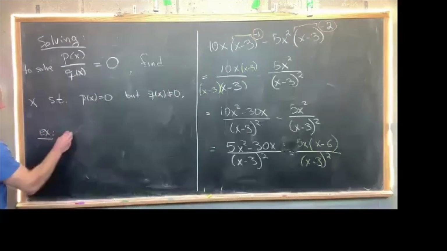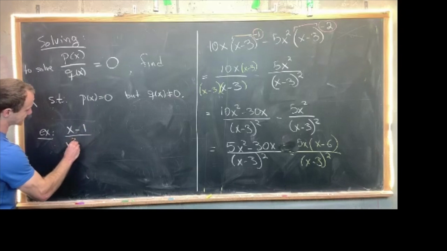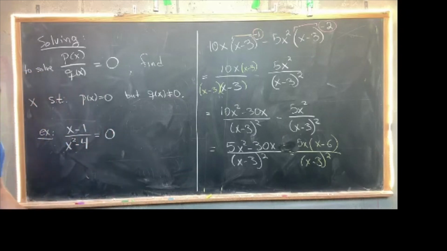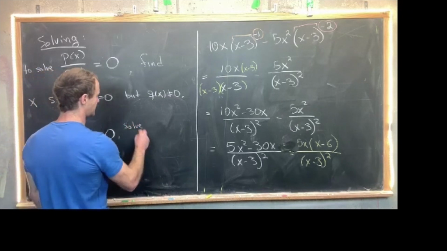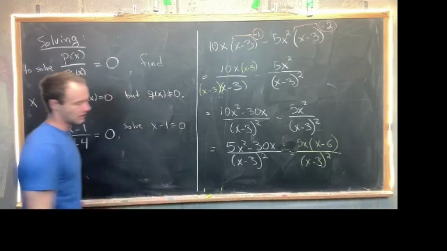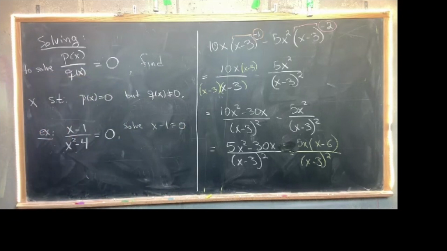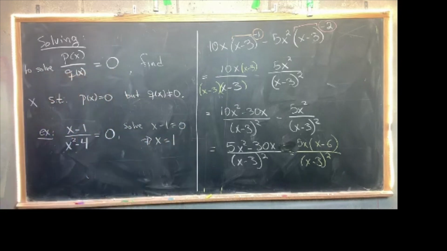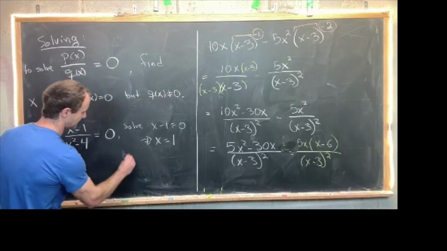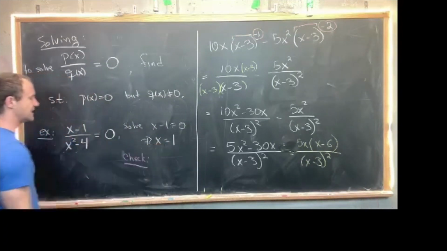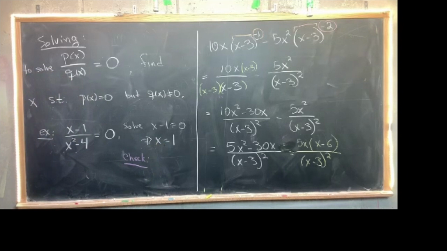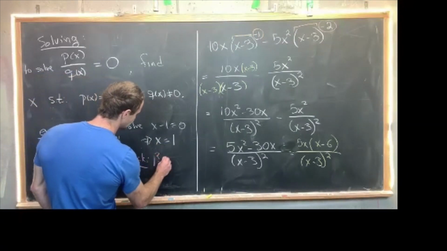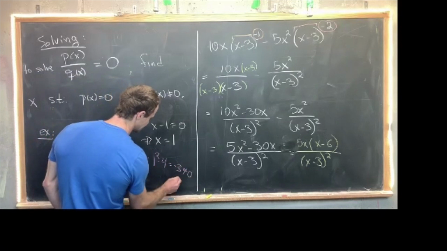So let's look at this example: x minus 1 over x squared minus 4 equals 0. If we want to solve that rational equation, that means we want to solve x minus 1 equals 0, because that's the numerator. A fraction is 0 when the numerator is 0, but that tells us that x equals 1. And then we want to check that if we plug this value of x into the denominator, we do not get 0. So in other words, 1 squared minus 4 is equal to negative 3, which is not equal to 0, which means we're okay.